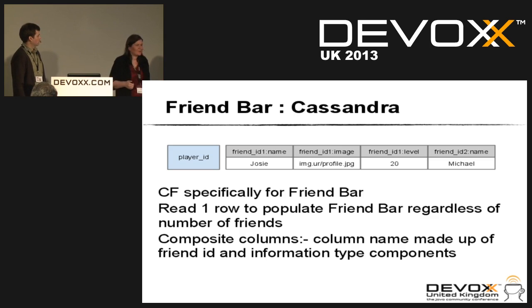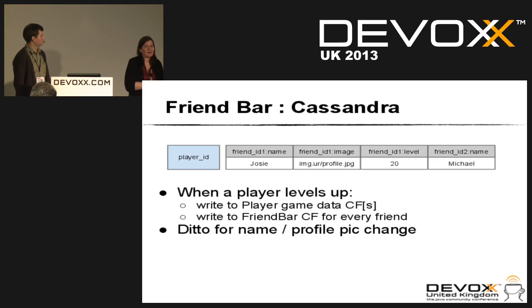Now this may sound all well and good, but you're probably thinking, yes, but we have to maintain that data. And this is where I mentioned earlier it's more responsibility for the developer. So yes, when a player levels up, you do have to write not only to the column family keeping the information about that game for that player, but also to the friend bar column family, and you've got to write to that for every single friend that that player has. But in Cassandra, writes are a lot faster than reads.